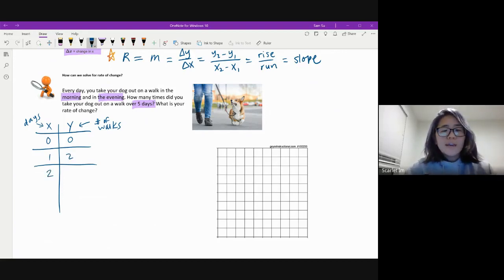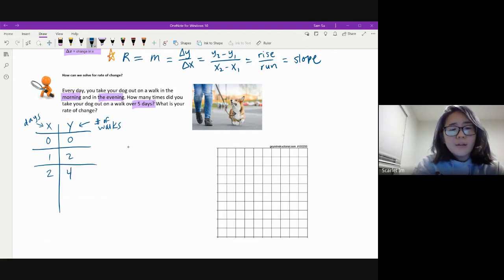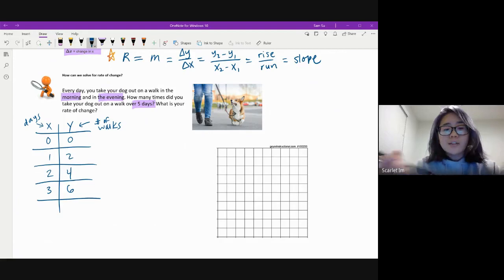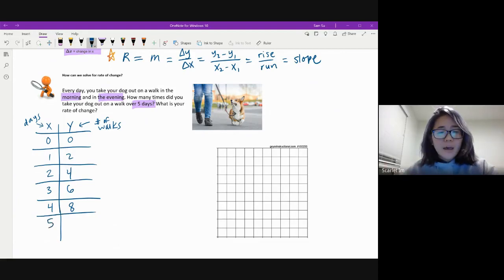After the second day, how many times did I take my dog out in total? That's 2 days, so there's 2 mornings and 2 evenings. The total is 4 times I took my dog out. On the third day, I took my dog out 6 times, and you notice the pattern here. On the fourth day, I took my dog out 8 times in total. And on the fifth day, I took my dog out 10 times.